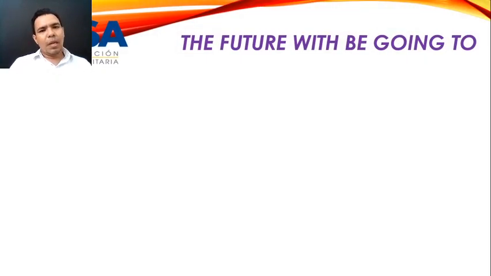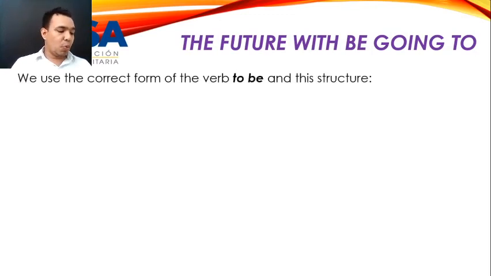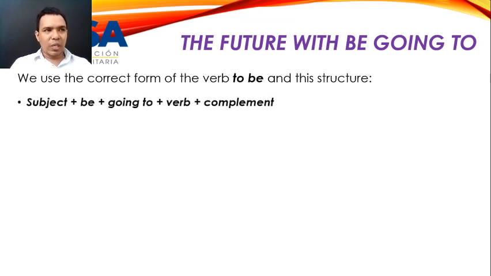Now, the future with be going to is similar to the previous one, as you can use be going to to express the future, but the structure is a little bit different. We use the correct form of the verb to be and this structure. We need the subject, the verb to be, after that the expression going to, and after that the verb. Finally, the complement.